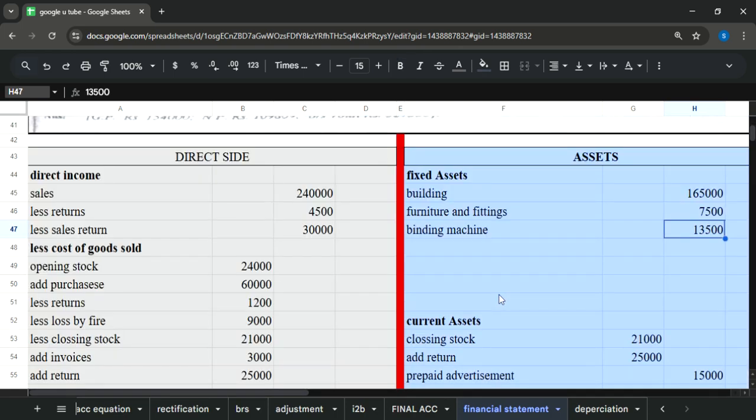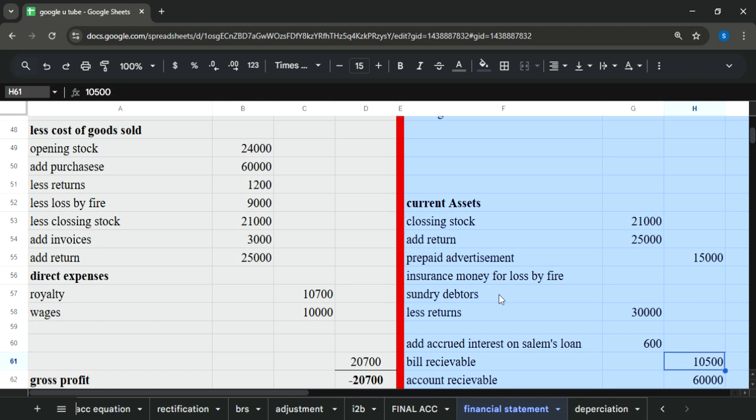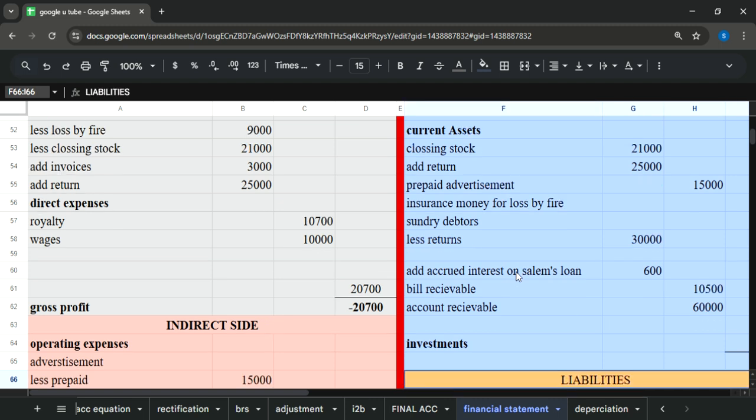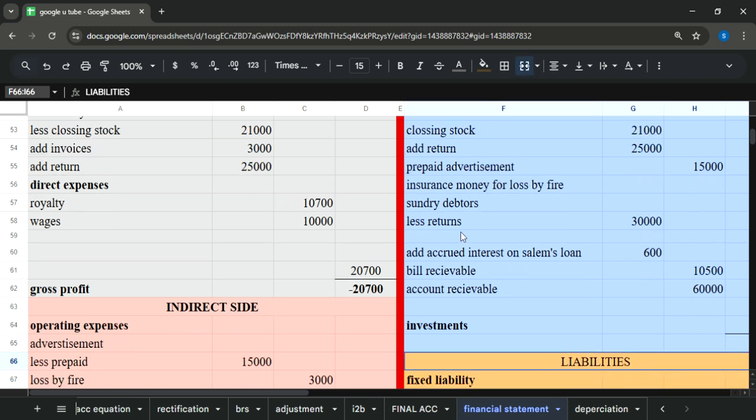It is part of fixed assets, or you may write it as a current asset because it is not mentioned, and we have already fixed the place. So here, loan to Salim, somewhere we have mentioned. Let's see where it is. Yes, this is interest on Salim's loan, and here we will write Salim's loan.